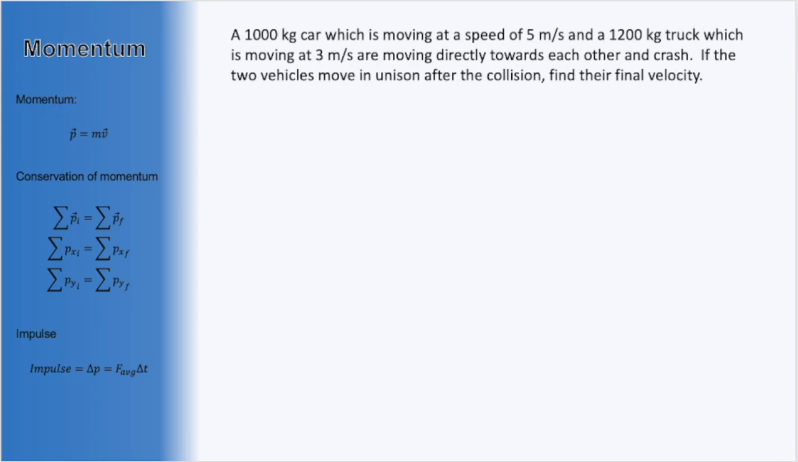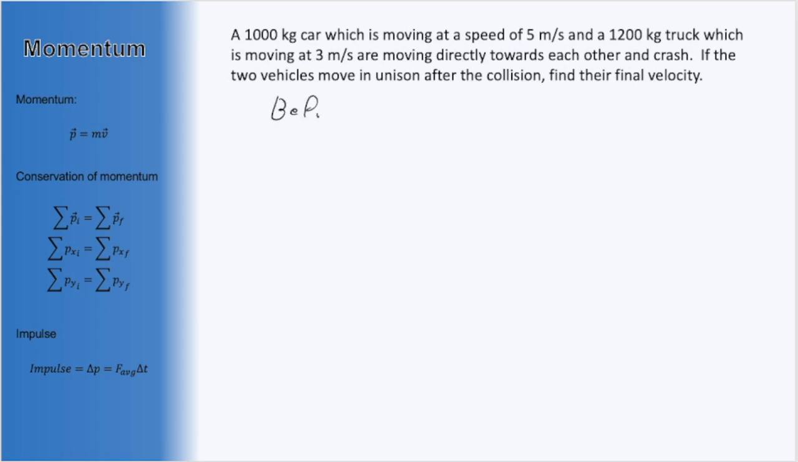A 1,000 kilogram car, which is moving at a speed of 5 meters per second, and a 1,200 kilogram car, which is moving at 3 meters per second, are moving directly towards each other and crash. If the two vehicles move in unison after the collision, find their final velocity. Very similar to energy problems, we might want to start these collision problems with a before and after diagram.